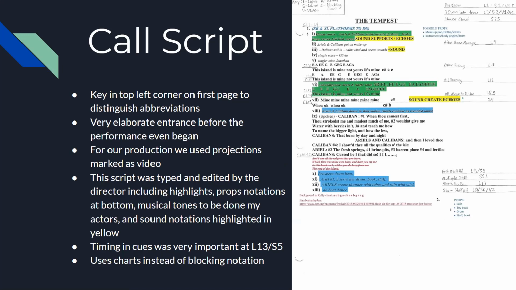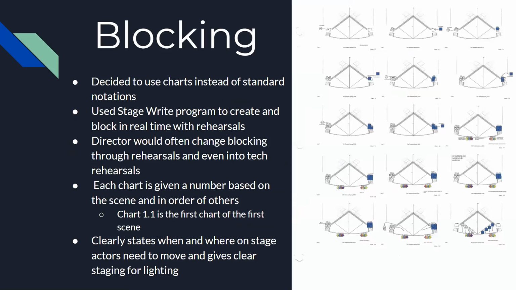You may be noticing that I don't have any blocking on this page. That's because I decided to use charts instead. I used a program called StageRight and created blocking in real time with rehearsals. Our director was one that would often change blocking through rehearsals and even tech rehearsals, so I had to be able to adapt. Each chart is given a number based on the scene and in order of others. Chart 1.1 is the first chart of the first scene, so on and so forth. This way, it clearly states where and when on stage actors need to move and gives clear staging for lighting.